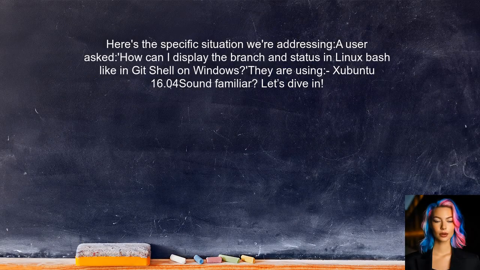Here's the specific situation we're addressing. A user recently asked how to display the branch and status in Linux Bash, similar to what they had in the Git shell on Windows. They are currently using Ubuntu 16.04. Sound familiar? Let's dive into how we can solve this.